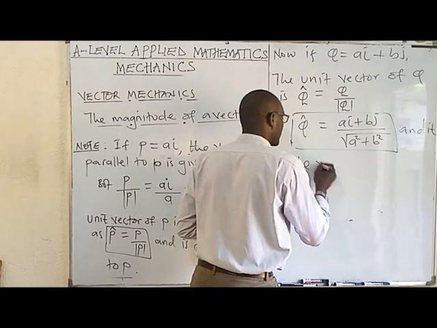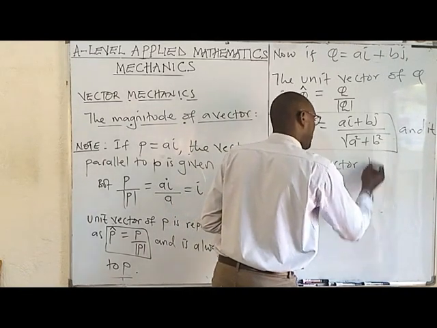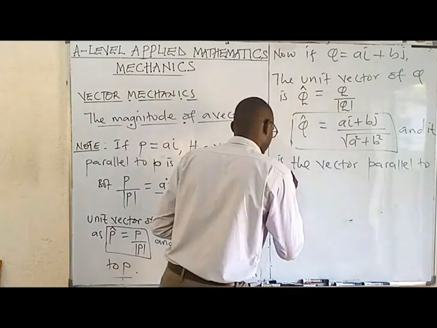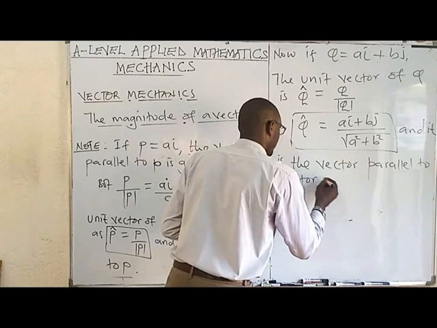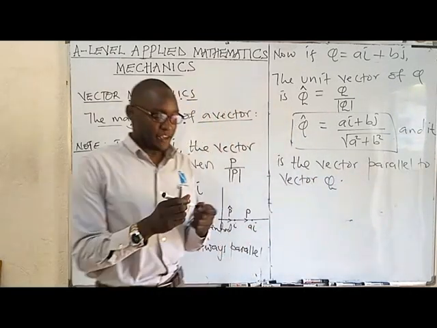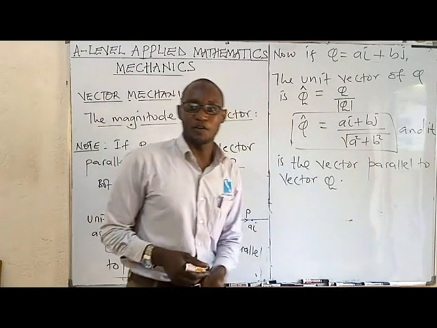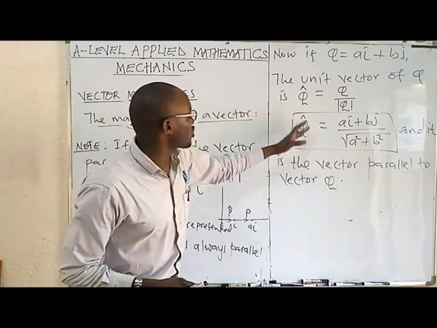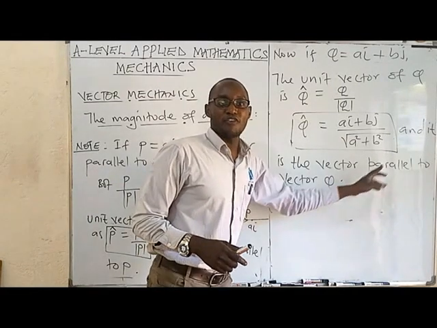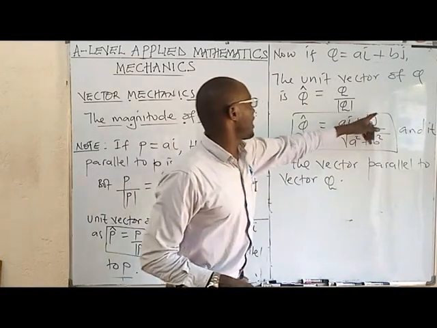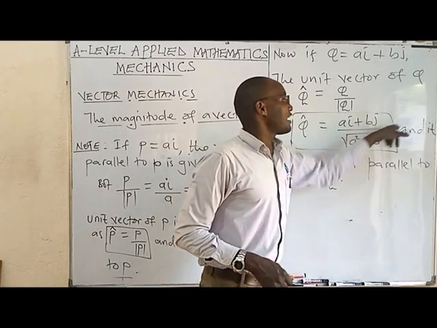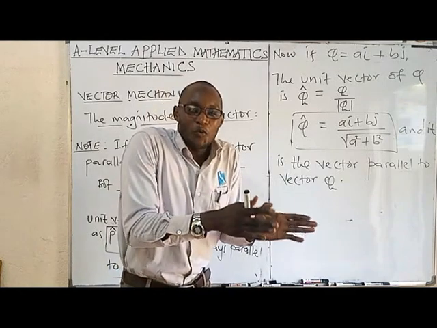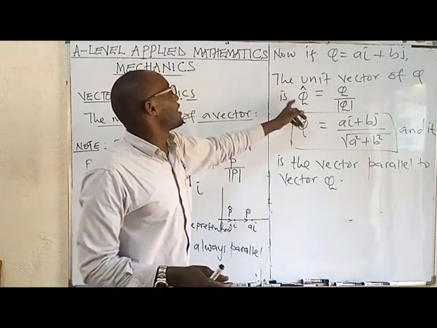It is the vector parallel to vector Q. So a unity vector will always be parallel to vector Q. So if they say that a vector parallel to Q has a magnitude of K, then we find the unity vector and multiply it through by K, and we obtain the vector with magnitude K and parallel to Q.